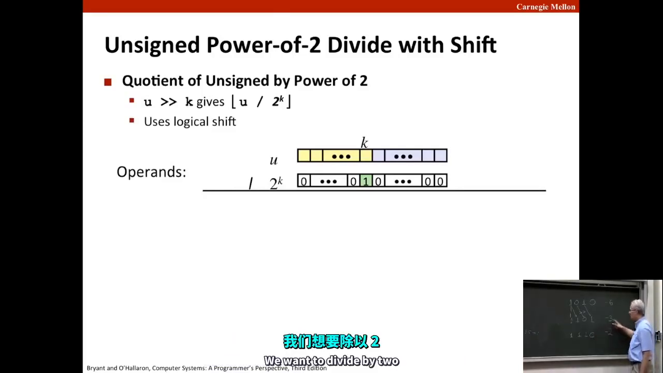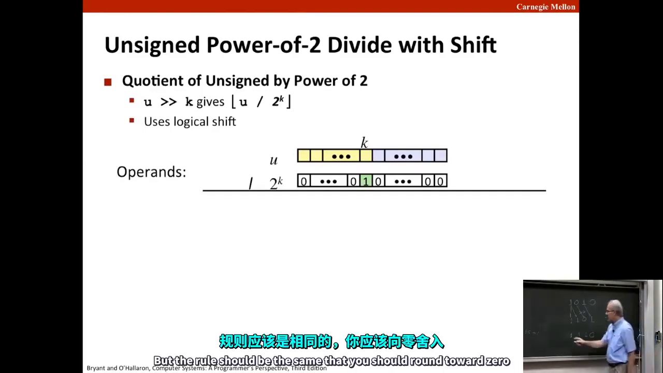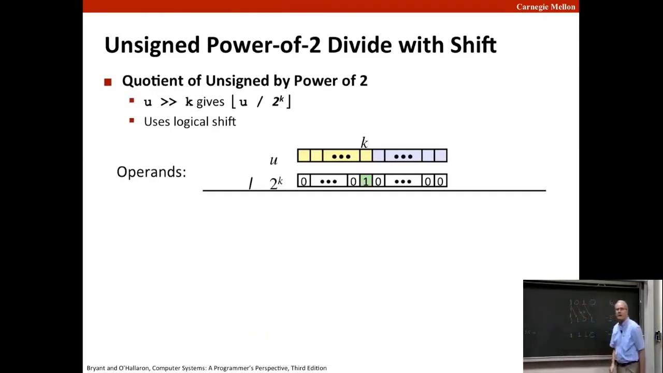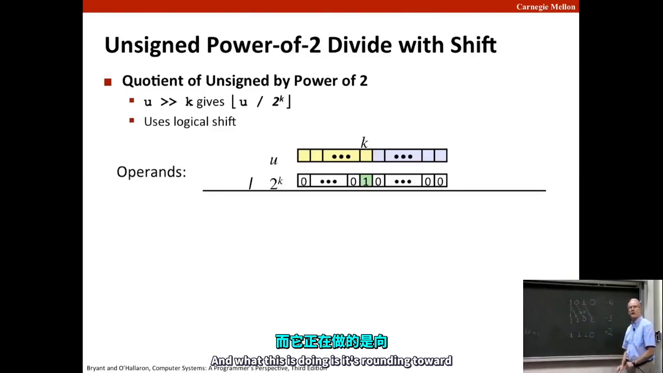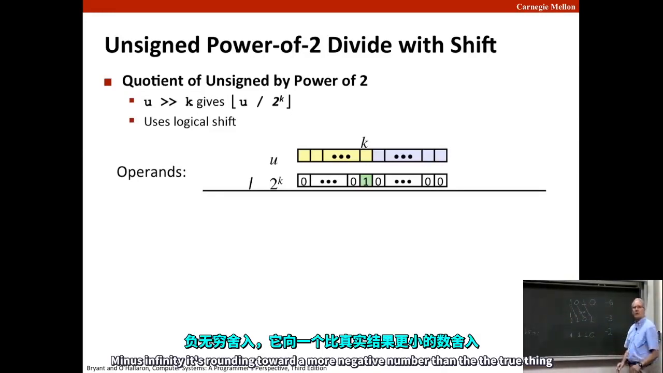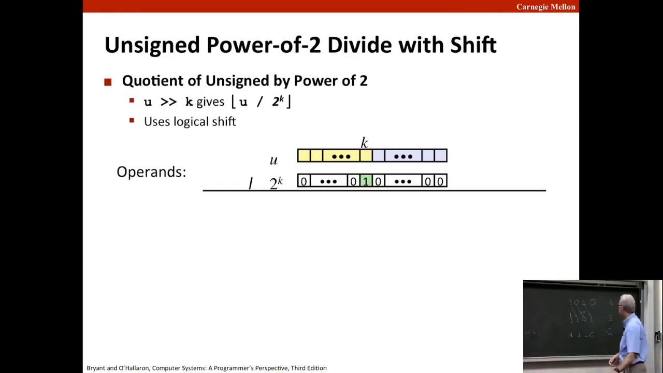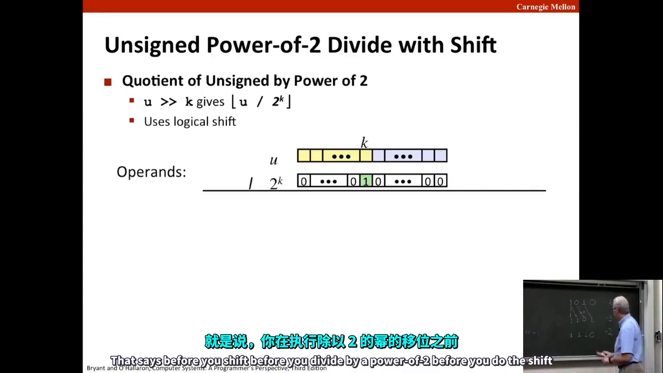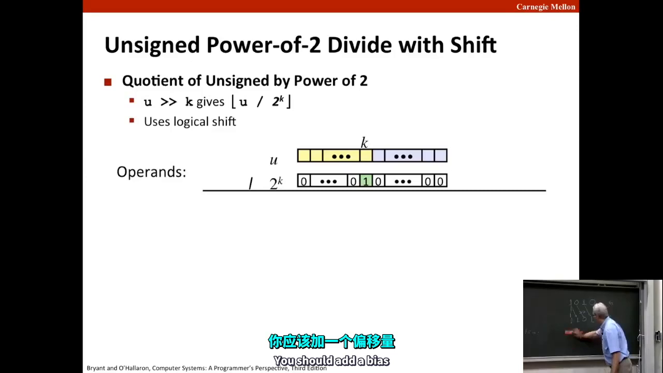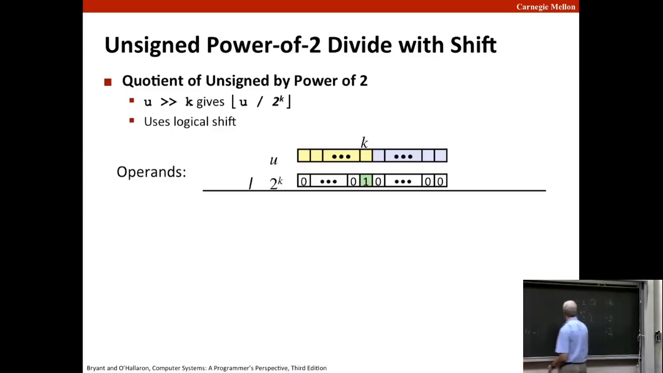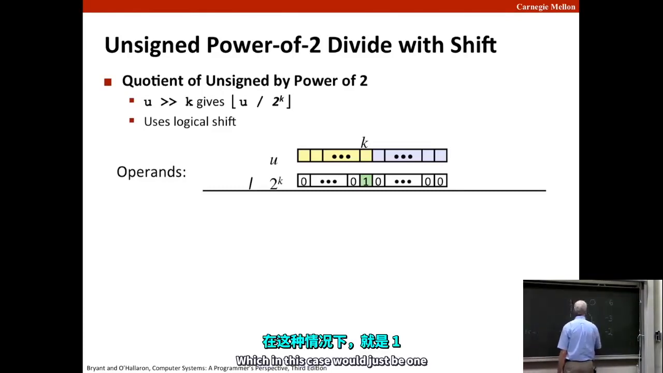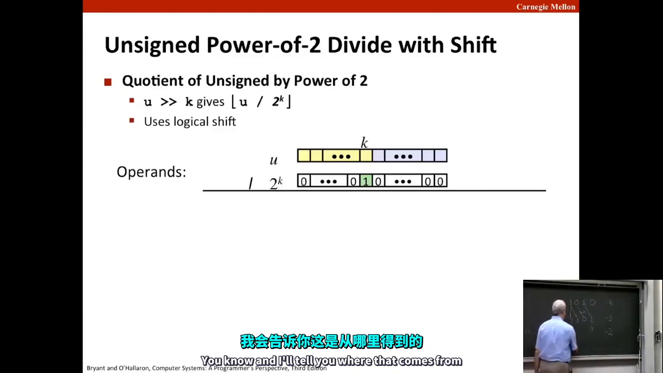We want to divide by 2, but the rule should be the same, that you should round toward 0. And what this is doing is it's rounding toward minus infinity. It's rounding toward a more negative number than the true thing. And so there's a cute little trick that says before you divide by a power of 2, before you do the shift, you should add a bias. Which in this case would just be 1, and I'll tell you where that comes from.